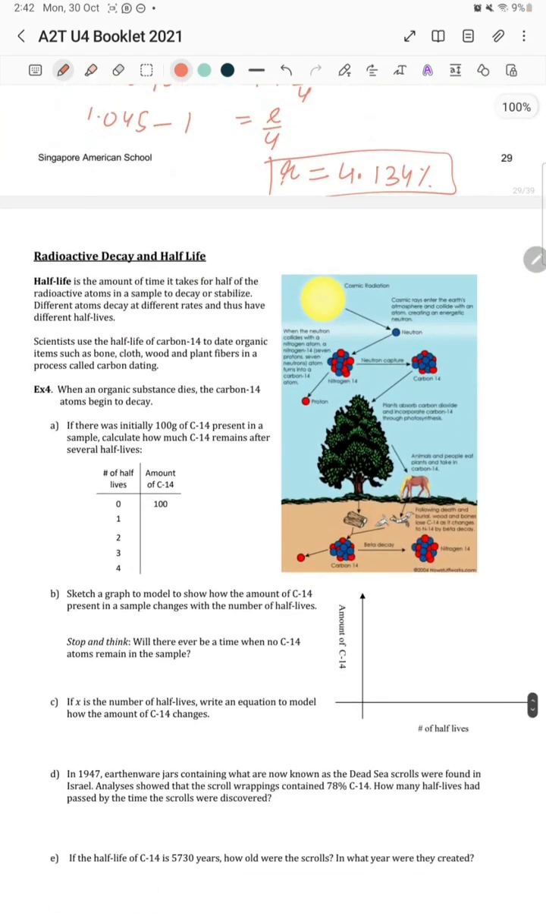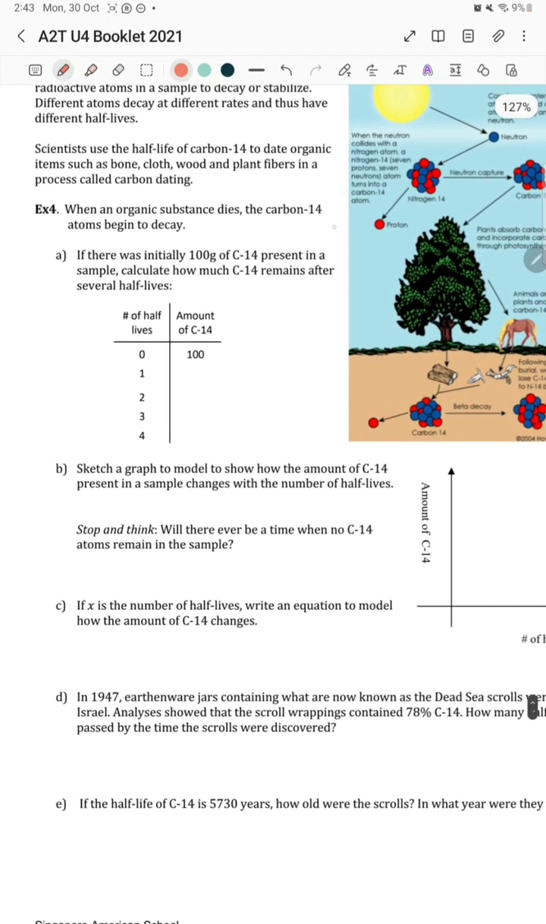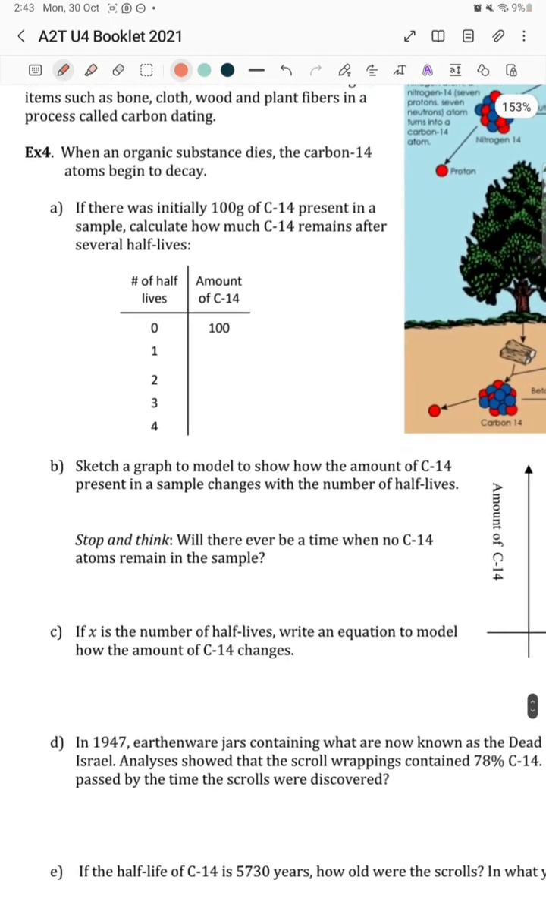Okay, so radioactive decay and half-life. Half-life is the amount of time it takes for half of the radioactive atoms in a sample to decay or stabilize. Different atoms decay at different rates and thus have different half-lives. Scientists use the half-life of carbon-14 to date artifacts according to the times. When an organic substance dies, the carbon-14 atoms begin to decay.